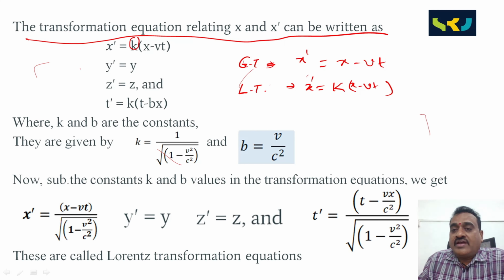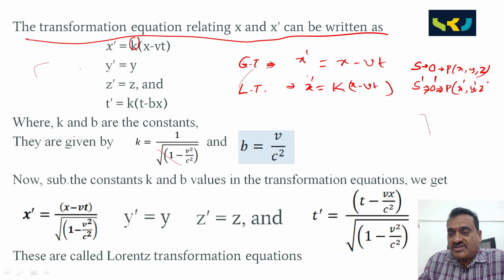So, in the S system, due to the observer O, we are giving the point P as x, y, z. In the S dash system, due to the observer O dash, we are taking the same point P with coordinates x dash, y dash, z dash. So, we are taking the relation between x dash, y dash, z dash and x, y, z.